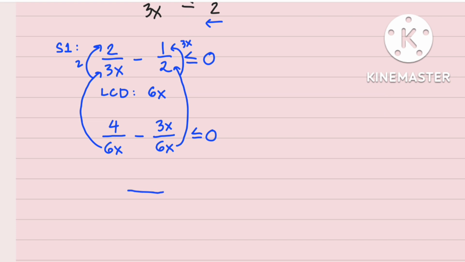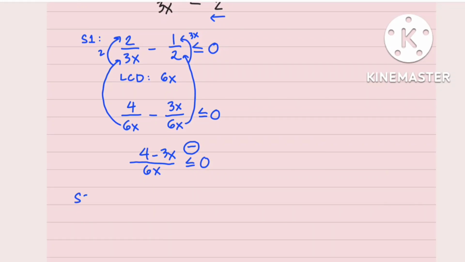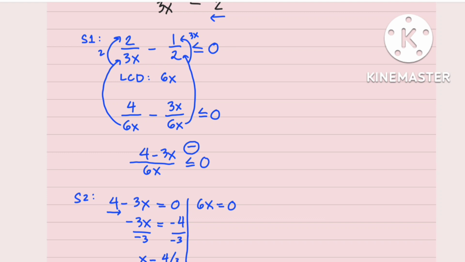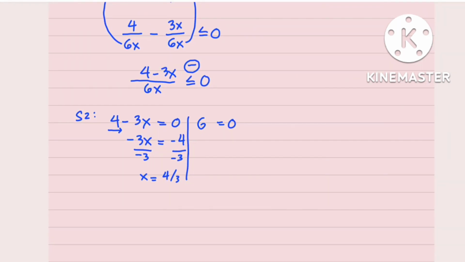Now that the two have the same denominators, we will combine them. And this is our ratio. We want it to be less than or equal to 0. It means we want the ratio to be negative. We take note of that. So our step 2 will be, we will look for the meaningful values. We set the numerator to 0. We solve for x. We set the denominator to 0. We solve for x. Here, I will move 4 to the right hand side, so it becomes -4. Dividing both sides by -3, our first meaningful value is 4/3. Here, divide both sides by 6, you will get 0.